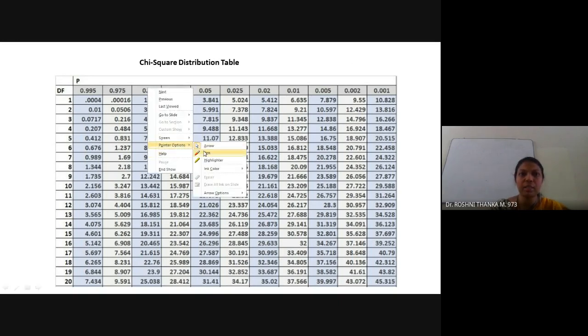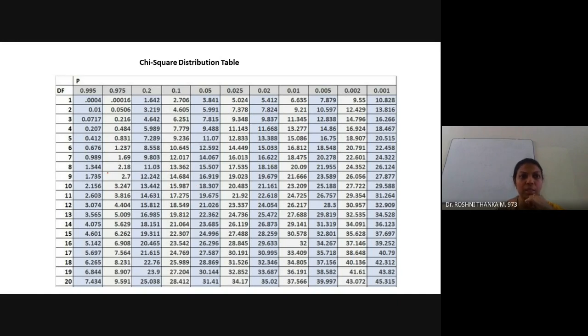Either the significance level will be given in the question, or else you have to consider one particular significance level and then choose it. So here 0.001 is the significance level, and the degree of freedom we got by row minus 1 into column minus 1 is 2 minus 1 into 2 minus 1, which gives the value 1. So that is why we choose this 1, and across the 0.001 we get this value.